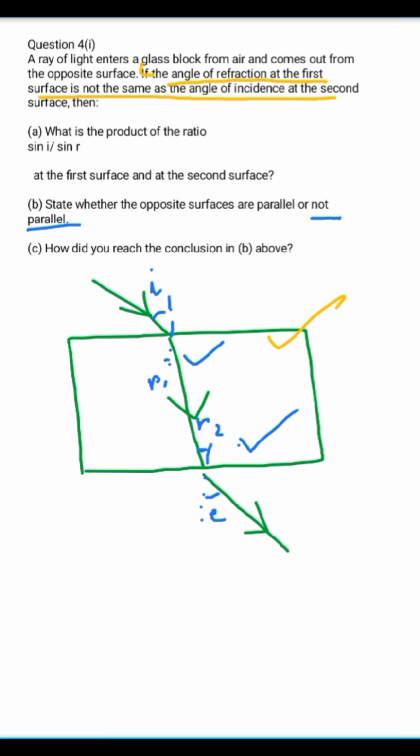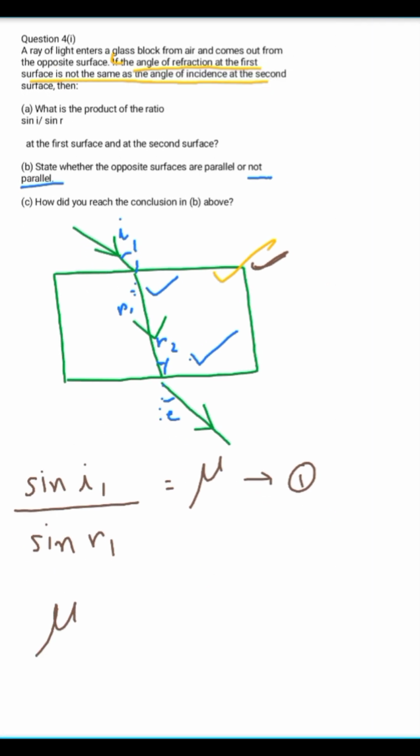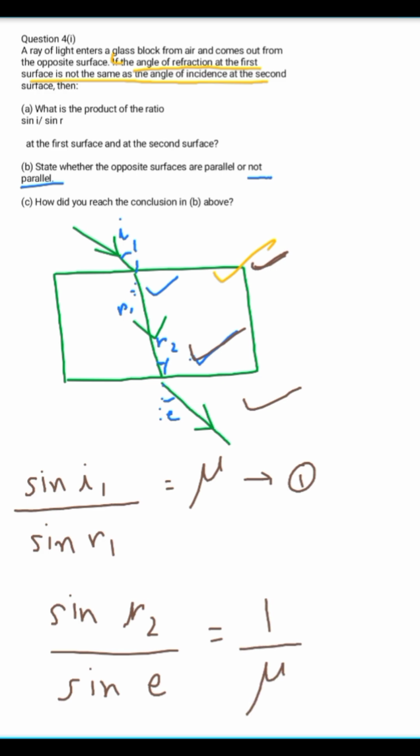Now coming to the first part of the question, we have to find the product of the ratio sin i by sin r for both the surfaces. So let's consider the first surface, that means this one, let me take this as i1: sin i1 by sin R1 is equal to mu, right? This is my equation number 1. Now for the second surface, sin R2 by sin e, because the ray is moving from here to here. So sin R2 by sin e will obviously be equal to 1 by mu.